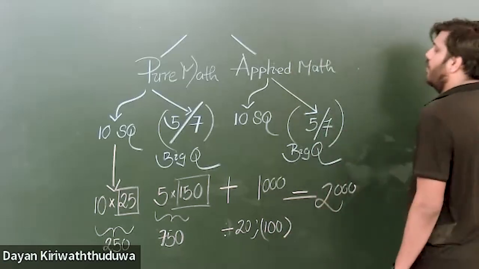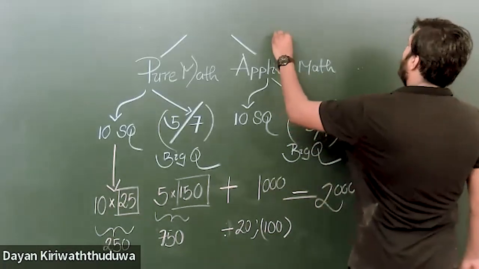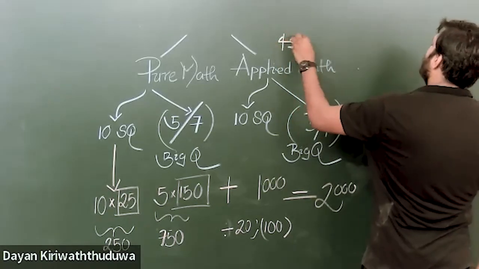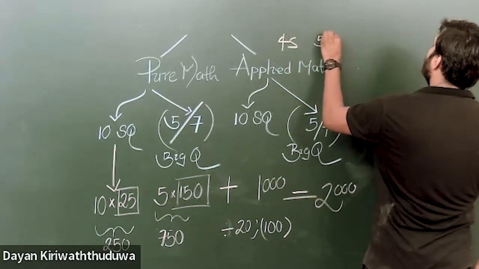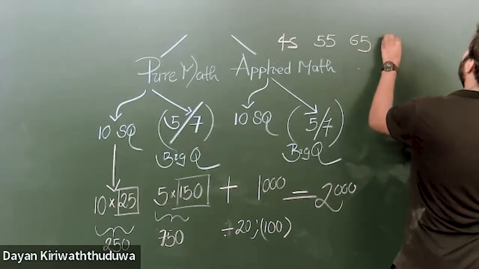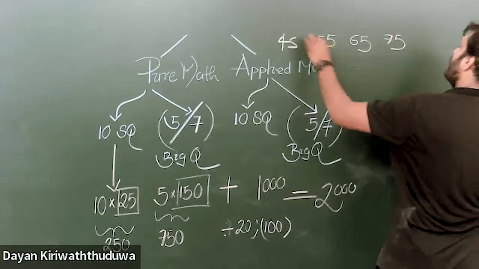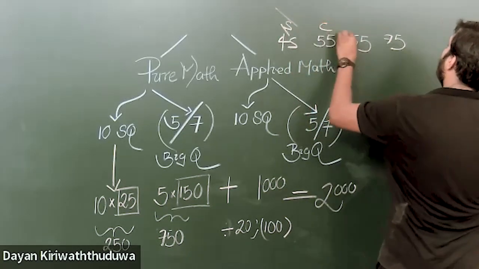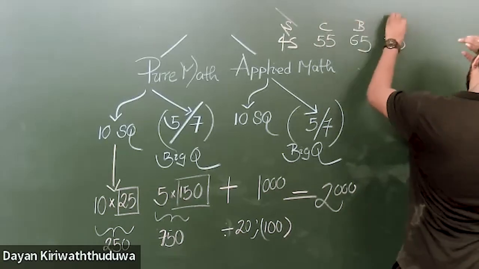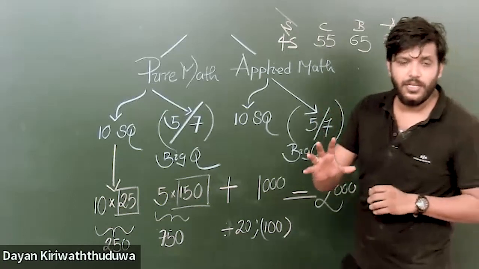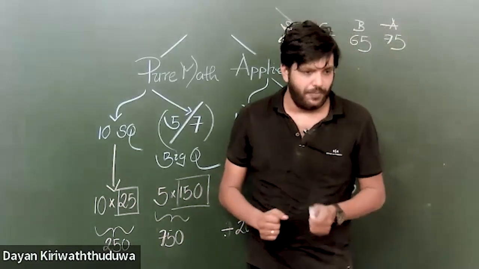Okay? Usually, it is said that 45 is the S grade, 55 is the C grade, 65 is the B grade, and 75 is the A grade. That is what is said. Good for the term test, but not in A levels, because it depends on the difficulty of the paper, right?